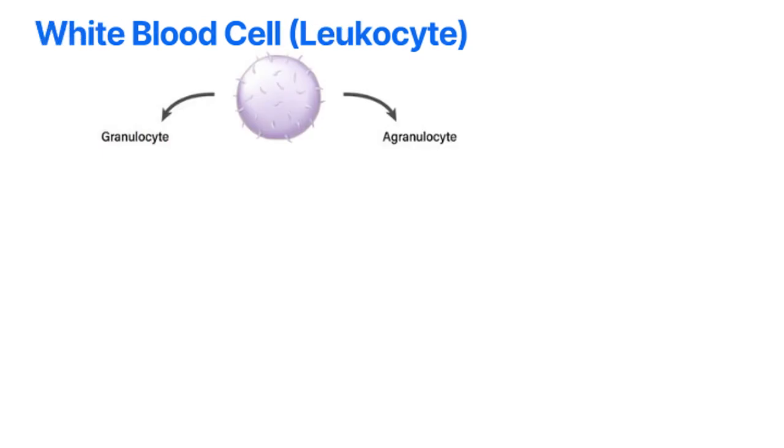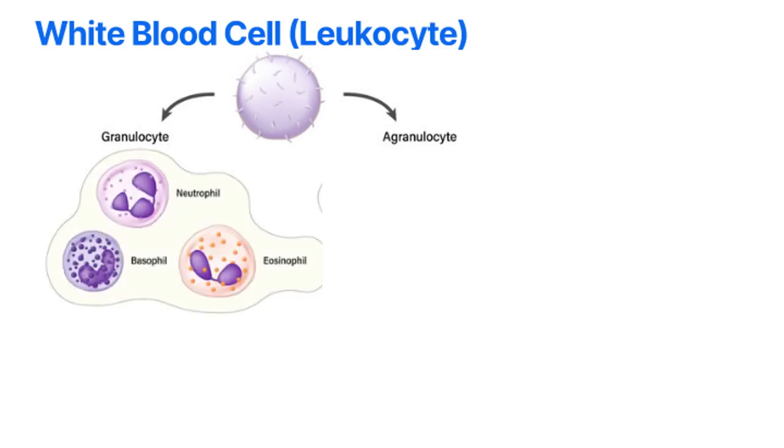White blood cells are an important part of the immune system. They protect the body from infections. There are two main groups of white blood cells. These are granulocytes and agranulocytes. The first group of white blood cells are called granulocytes.